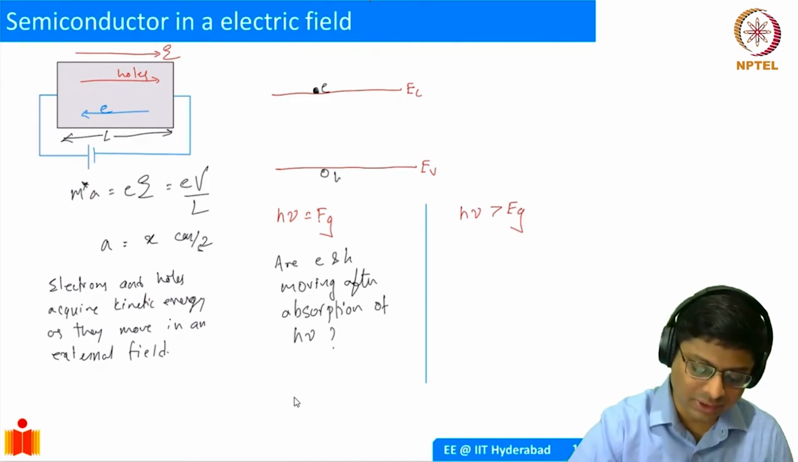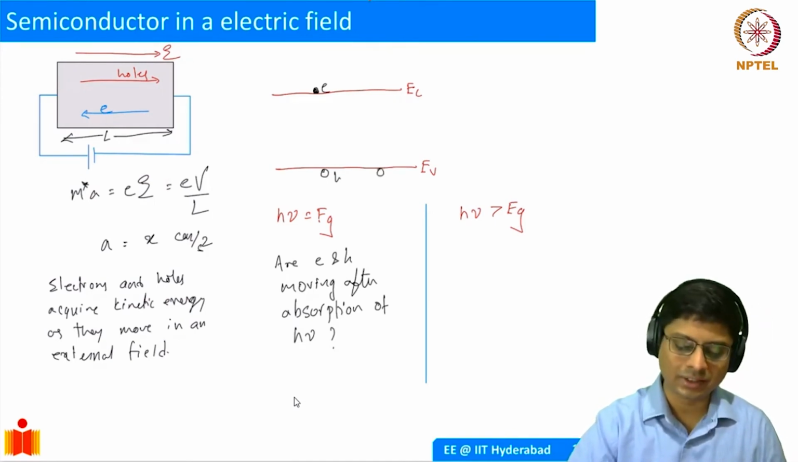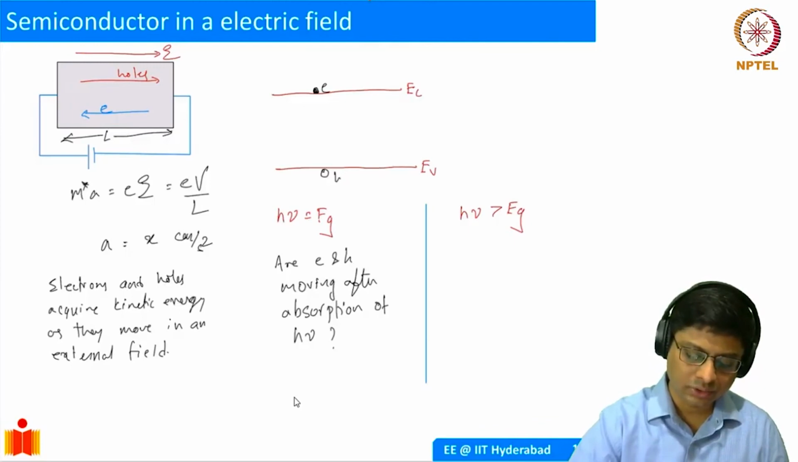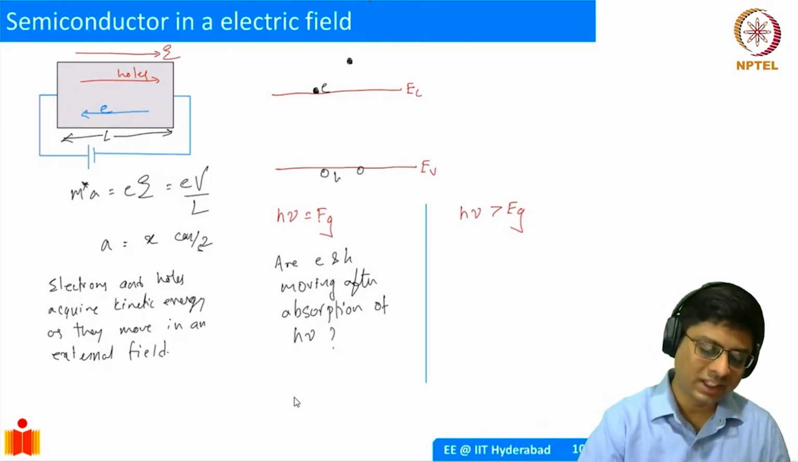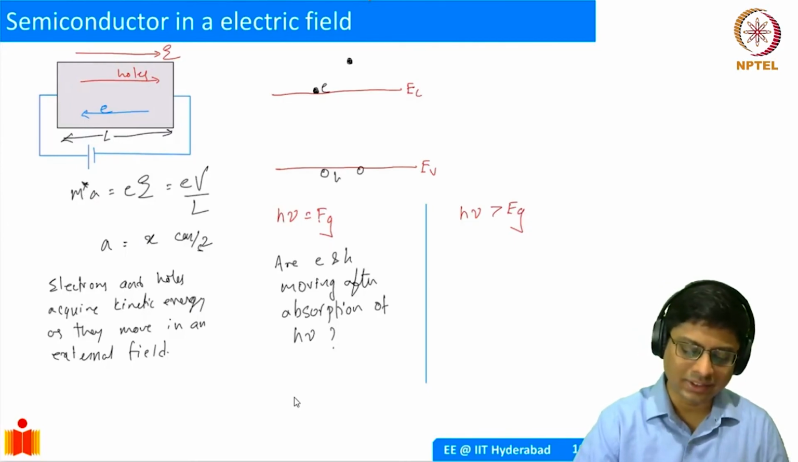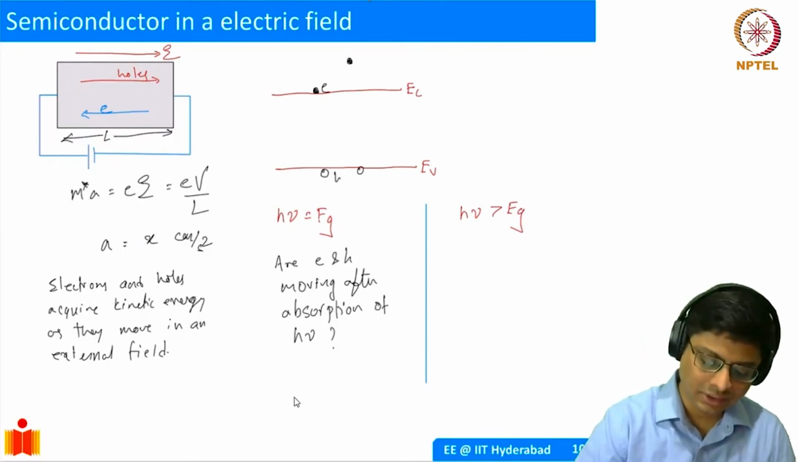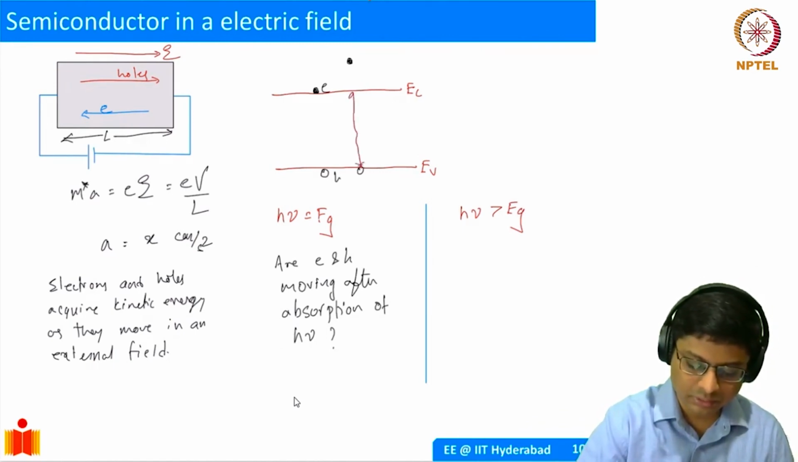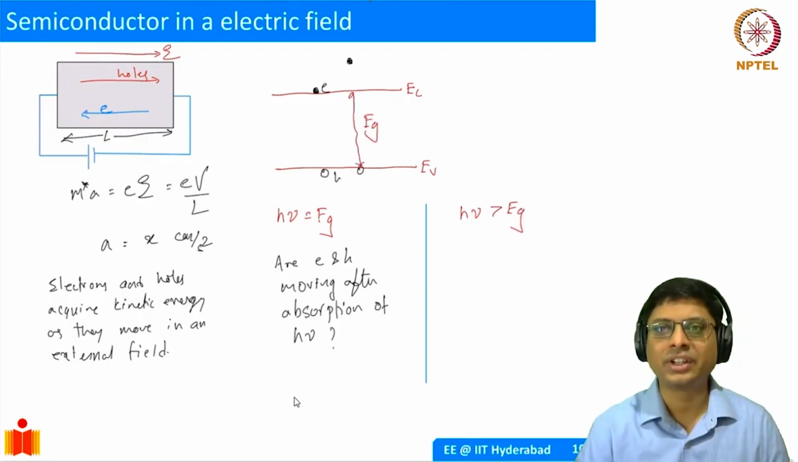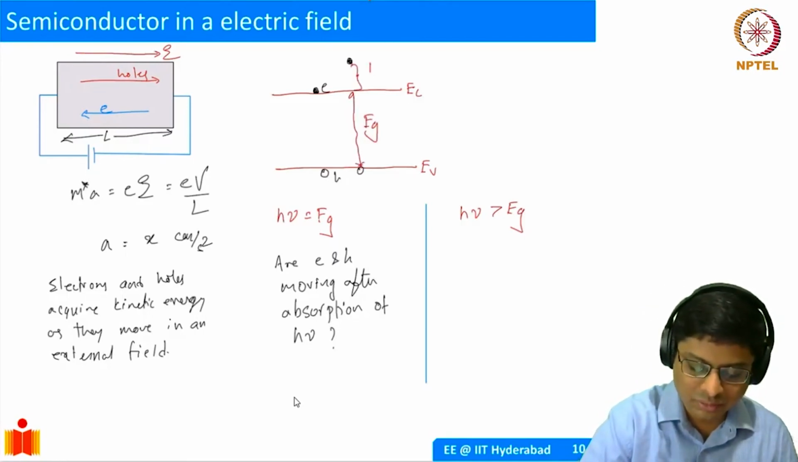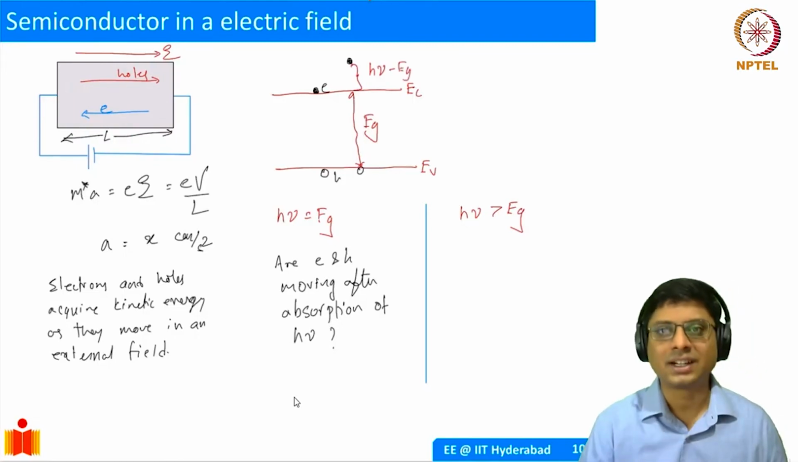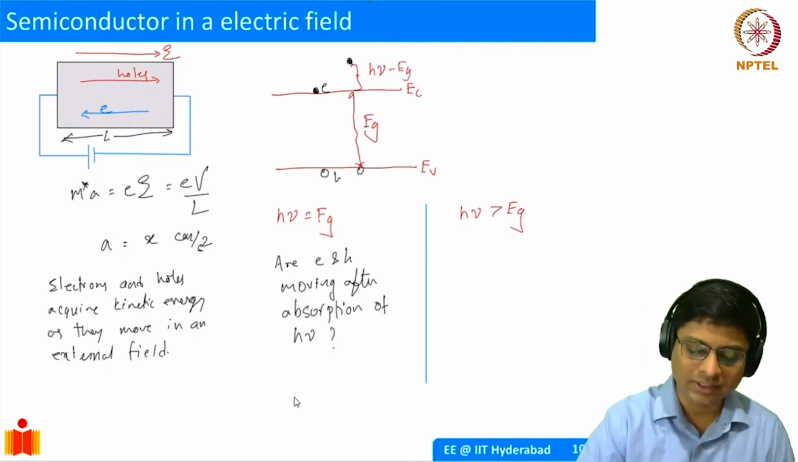Initially, the electron was here. You took the electron from the edge of the valence band, and you broke the bond. So basically, you have an electron hole pair, but then it goes deeper into the conduction band, okay? The reason is you have this additional energy. Eg energy was spent in breaking the bond. The additional energy is going to be H nu minus Eg, and that is the amount of energy that it got, which we will call kinetic energy.